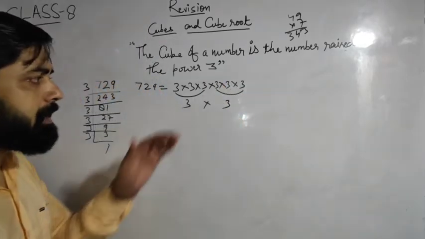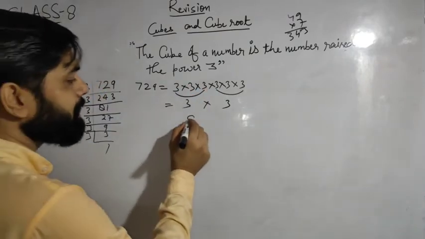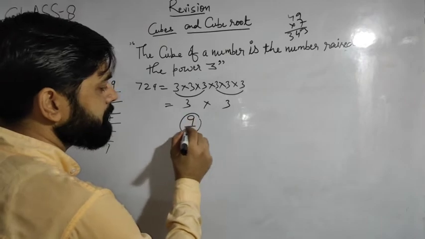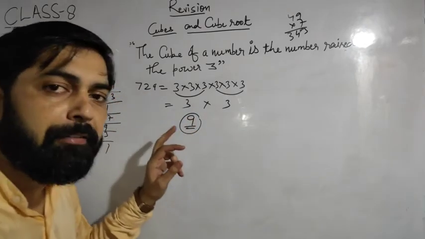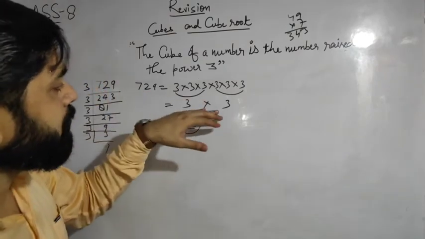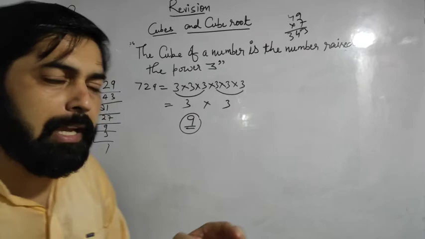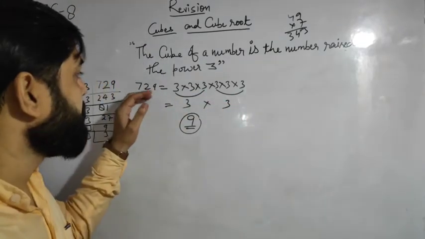And then we take out the number and multiply the numbers. So 3 3s are 9. Means 729 is the cube of 9, so 729 is a perfect cube, because 729 has complete groups of numbers. So this is a perfect cube.